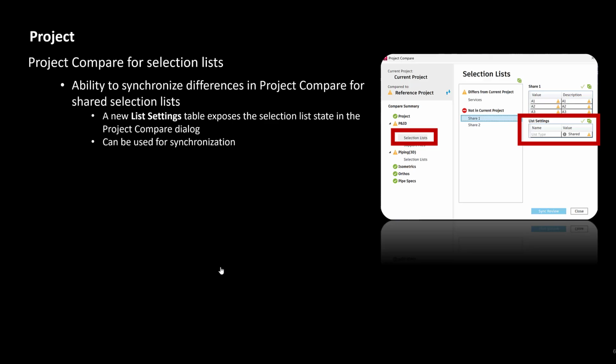Next, let's talk about project compare specifically for selection lists. In 2027, project compare can now identify differences in shared selection lists, and synchronize them directly. To support this, we've added a new list settings table inside the Project Compare dialog. This table exposes the state of each selection list, so you can clearly see what's different, and more importantly, you can use it as a basis for synchronization. This makes it much easier to keep multiple projects aligned without guessing what changed where.